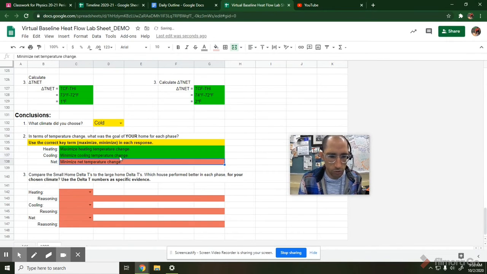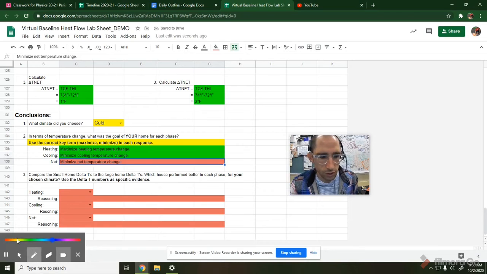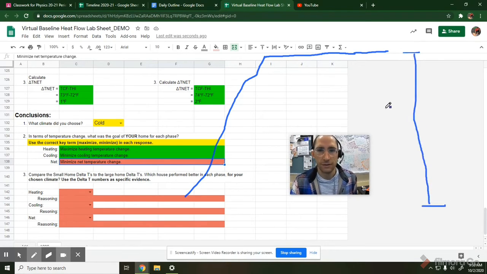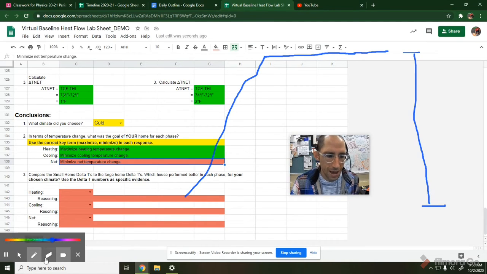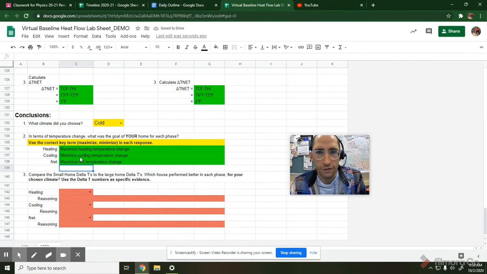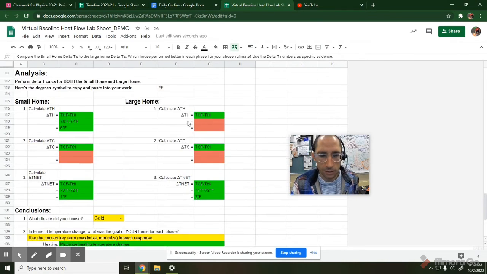If you do those two things in a cold climate, if you maximize heating and minimize cooling, look at the net. By the end of it, the net temperature change is massive. That's the goal. You're trying to maximize your net temperature change. Cold climate, you want to finish the whole test of the home, heating and cooling, with the highest temperature possible. Hot climates, you're the opposite. You want to finish with the lowest temperature possible. Which house performed better? Look at your delta T's, people, in order to form conclusions.